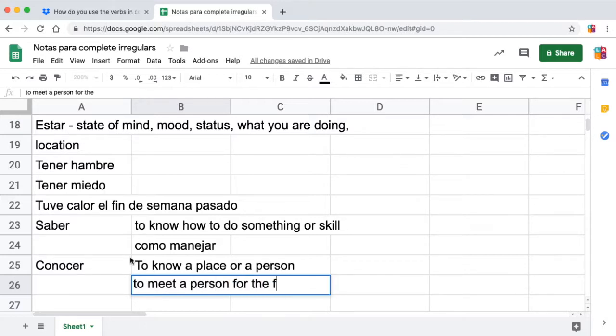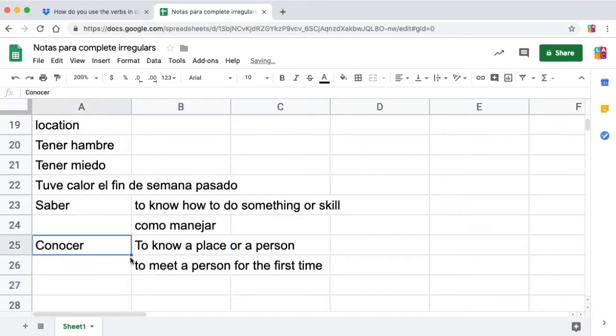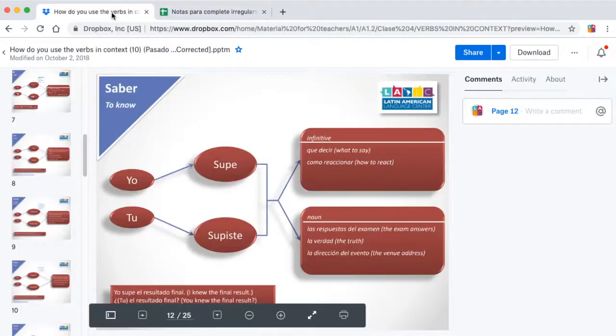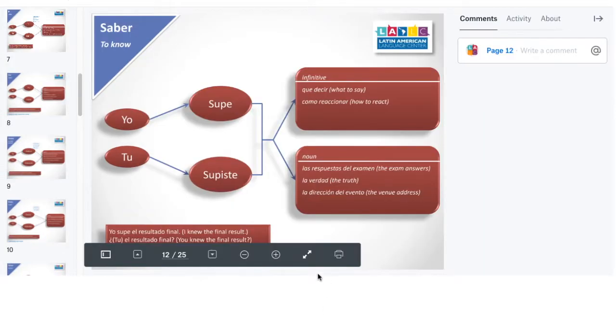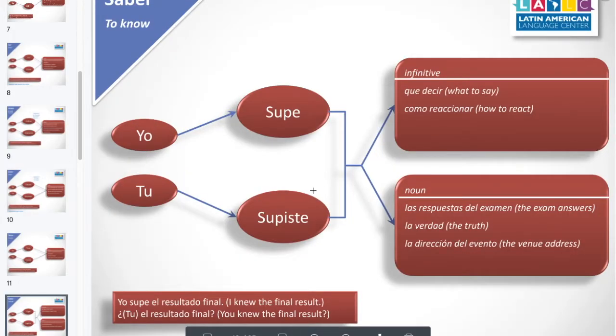Person for the first time. For example, yo conocí, like I met for the first time, a mi esposo, to my husband. I don't know, it's an example. Yo conocí a mi esposo en una fiesta, like in a party, okay? Yo conocí. But then also you can say, yo conozco Italia, like I know Italy because you've been there or something. Or yo conozco a Maria, I know Maria or something from somewhere. So that's saber, the difference between saber y conocer.